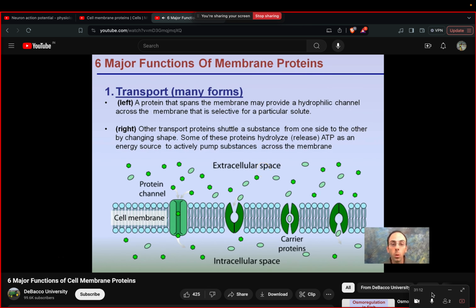Starting with the first one, transport. So one of the major functions is transport. This slide may look familiar from one of the previous ones. It is an important function. There are many different forms of transport. In general, here on the left side of the image, we have our proteins that span the membrane. These may provide hydrophilic channels across membranes that are selective for a particular solute. In this case, it's allowing the little green molecules to come through. On the right side of the image, these carrier proteins require energy. They're actively grabbing these more oval molecules and transporting them through the phospholipid bilayer.